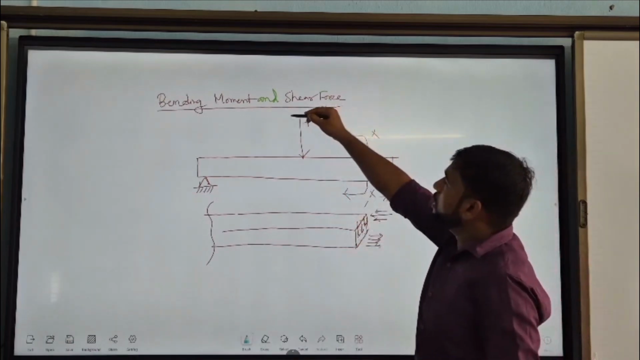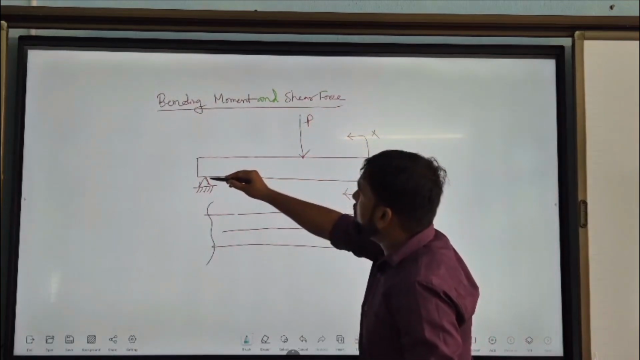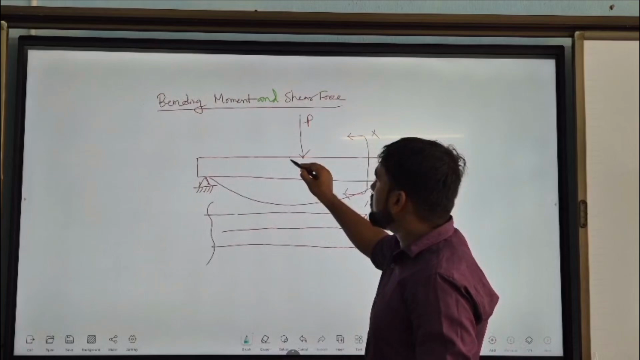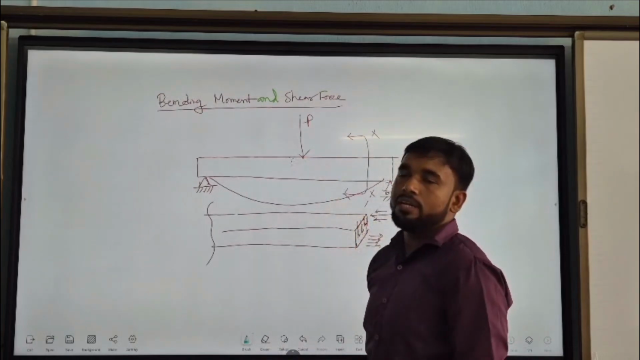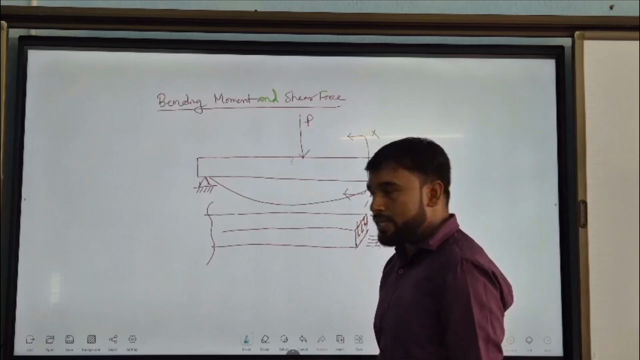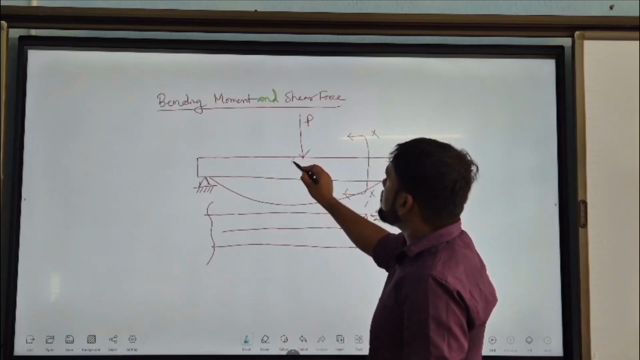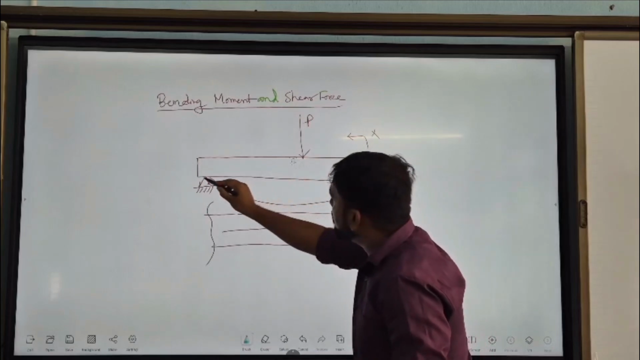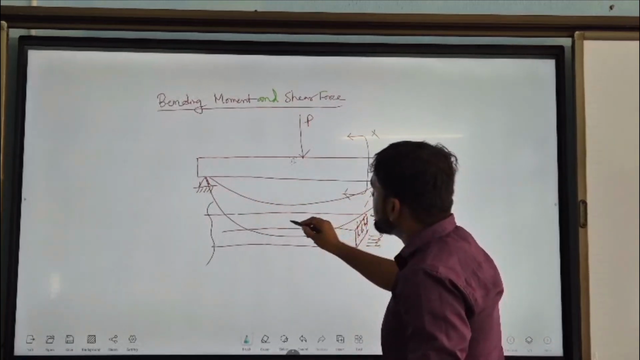Due to this transverse loading, the beam will bend like this. So due to this, the upper layers of the beam will be under compression. And the bottom layers of the beam will be under tension.